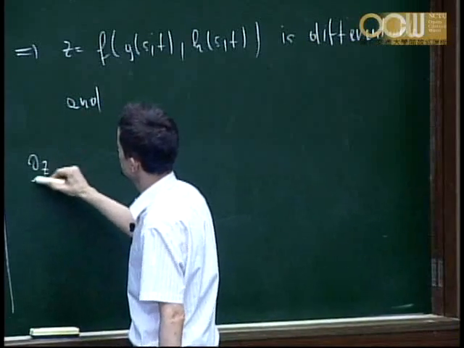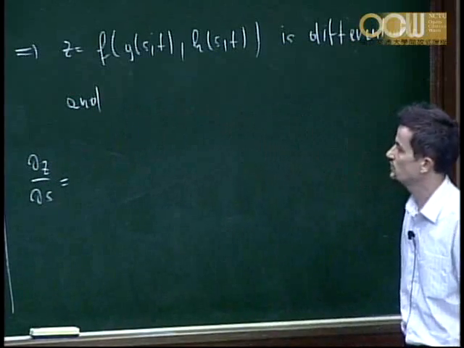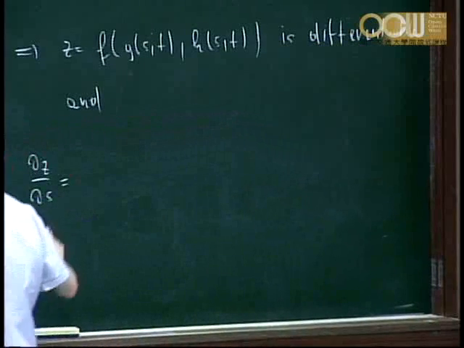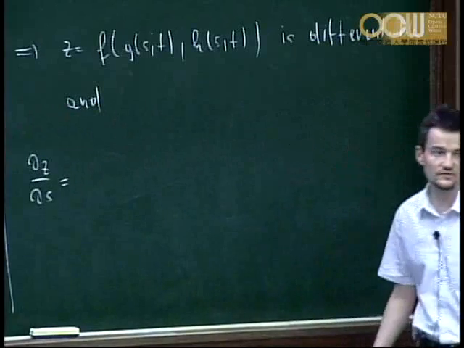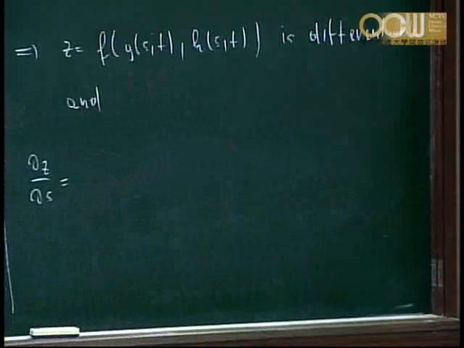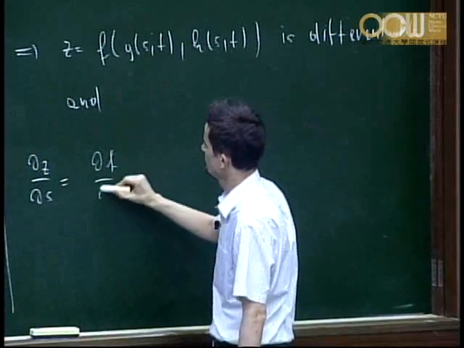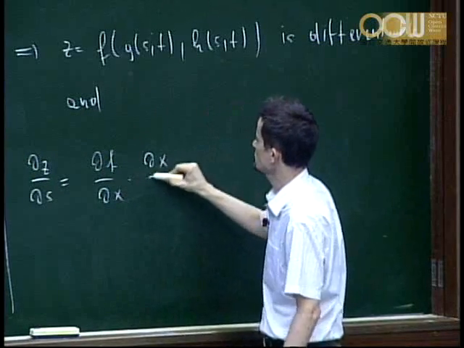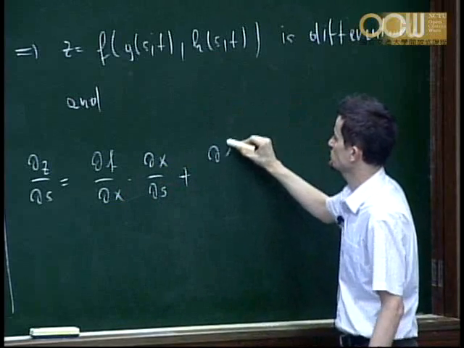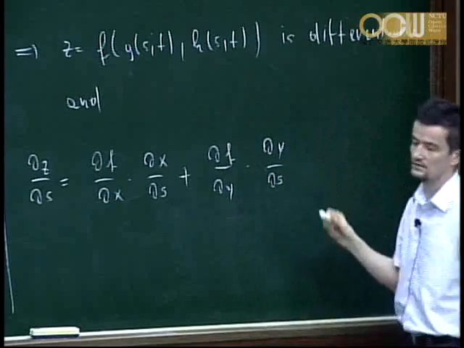So the partial derivative of z with respect to s is equal to, now actually this second case already follows from the first case, because if you want to compute this partial derivative, you consider t as a constant, so you are already in the first situation. So by the first case, you have the partial derivative of f with respect to x times the partial derivative of x with respect to s, plus the partial derivative of f with respect to y times the partial derivative of y with respect to s.